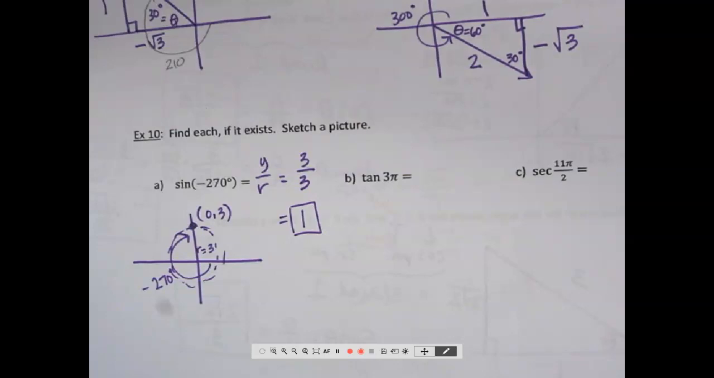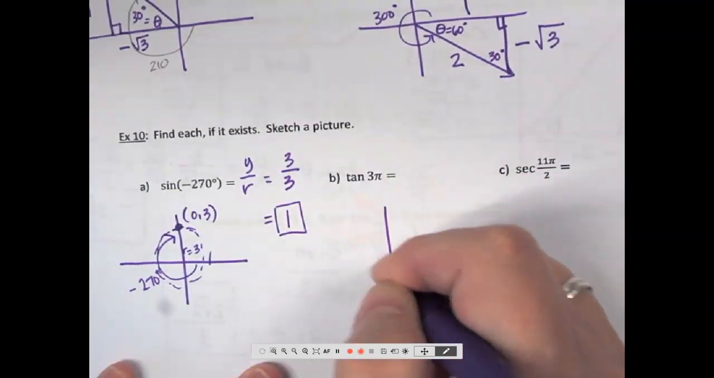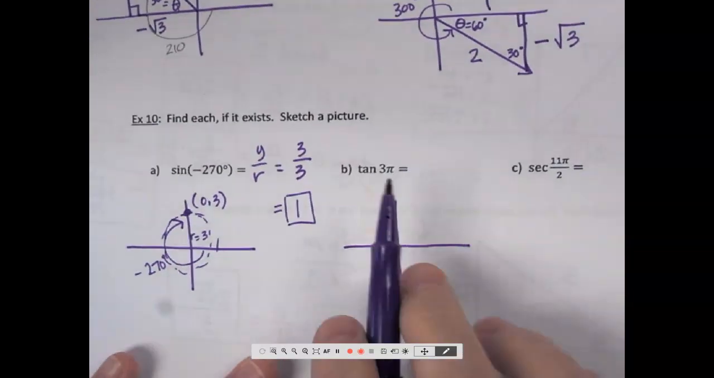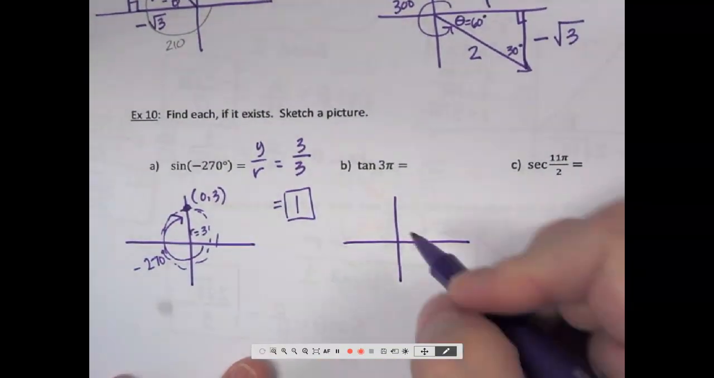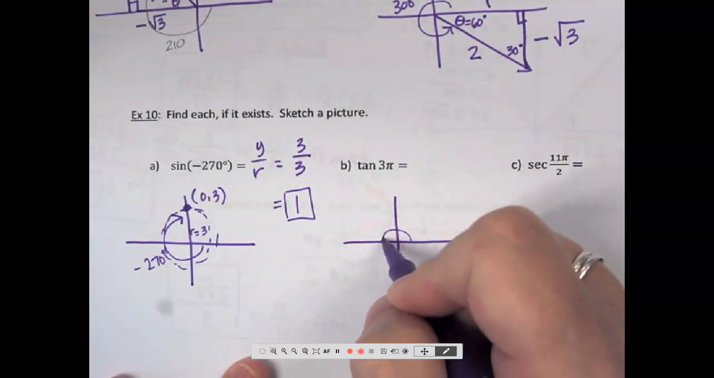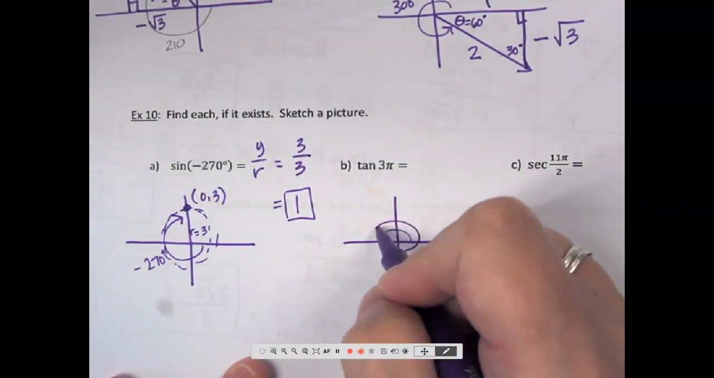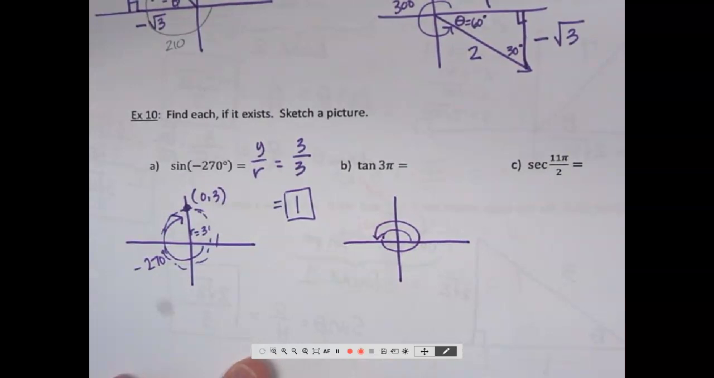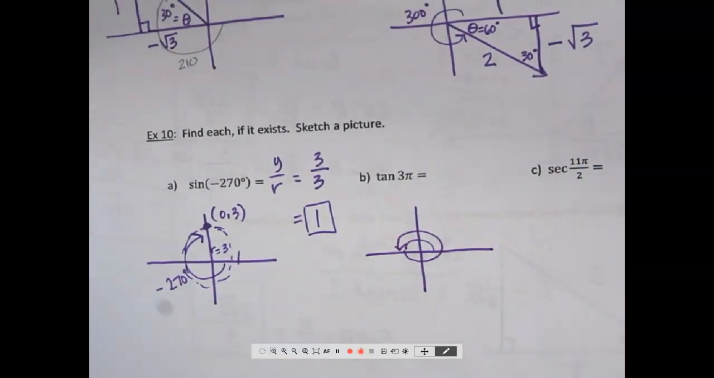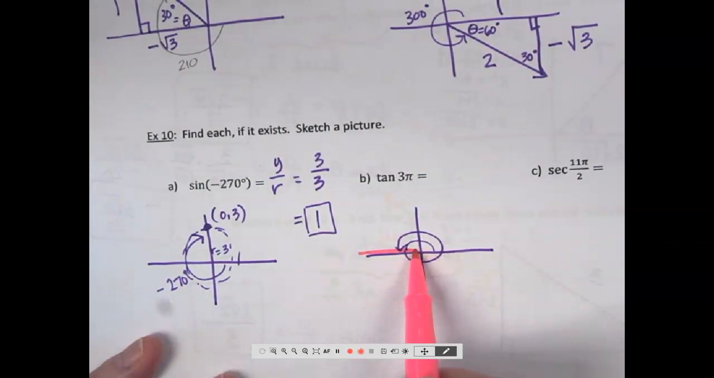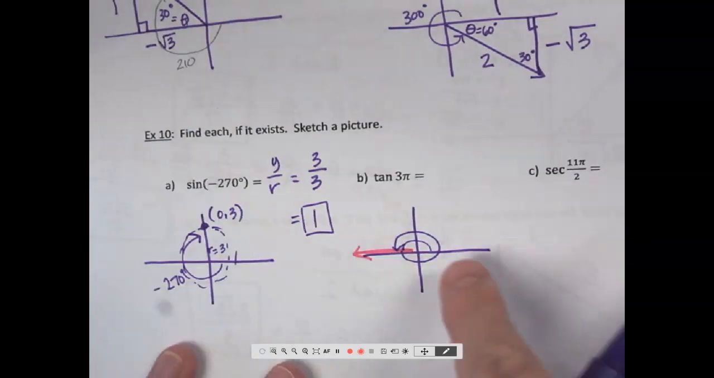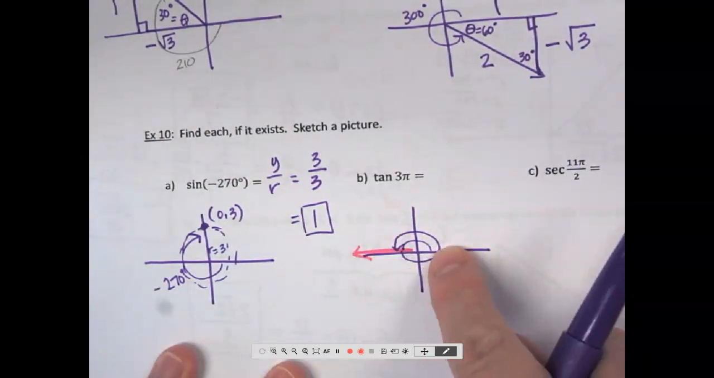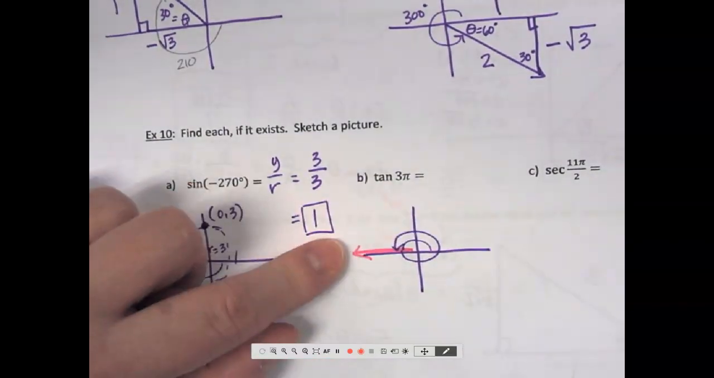Okay, tangent of 3 pi. All right, let's not convert this one. How much is 1 pi? 180. Okay, so what if I went 1 pi, 2 pi, 3 pi? Wouldn't I be back over here? I mean, you can do the conversion if you want, but just think of it as 3 separate 180s. So once, twice, 3 times puts me back over here.